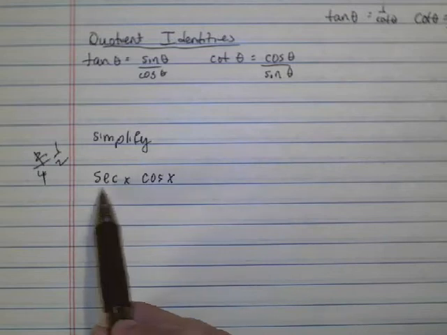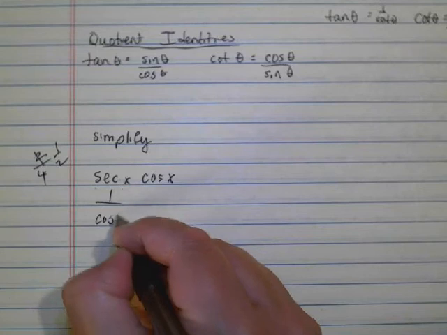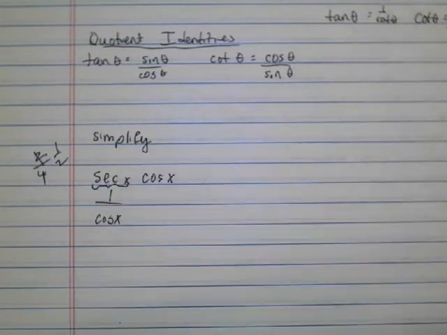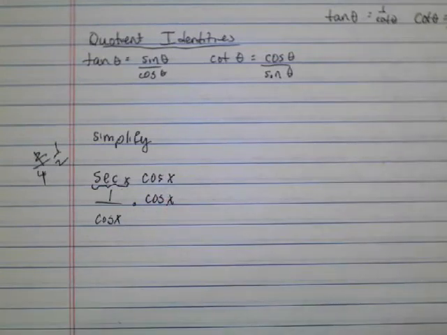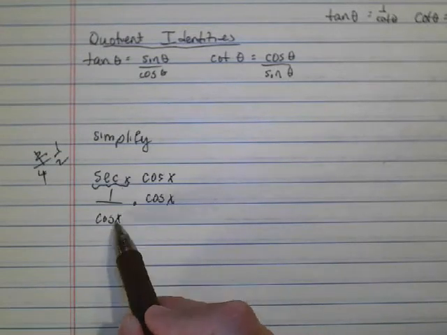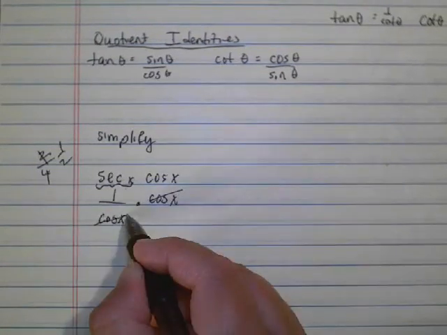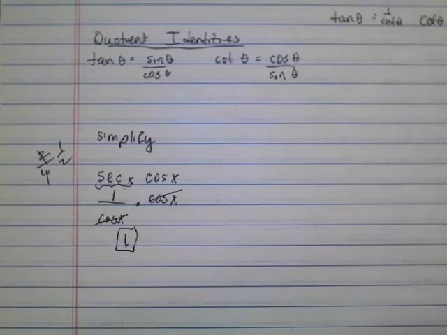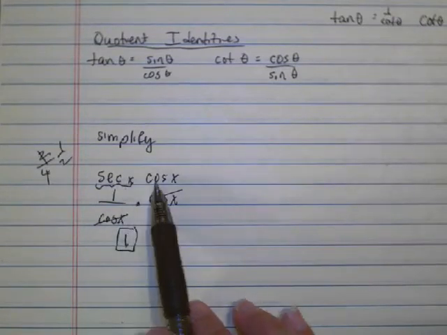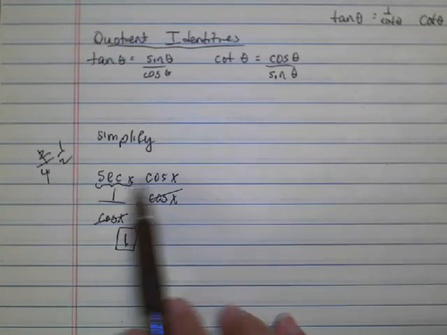So one thing I notice here is that secant is the same thing as 1 over cosine. So I'm going to change this part to be 1 over cosine, and that's times the cosine that's already there. Well, I know that any time that I have the same thing in the numerator and the denominator, that is equal to 1. So the cosine in the numerator and the cosine in the denominator cancel, so my answer is 1. So if I take the secant of some angle times the cosine of that same angle, I will always get 1. This is the reduced version of this.